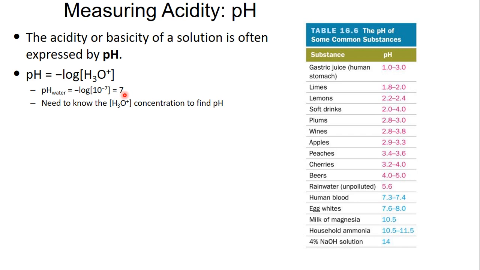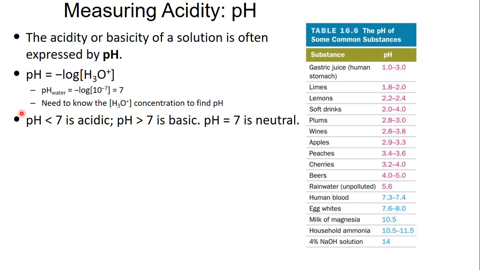This shouldn't be a surprise to people. Pure water has a pH of 7. Now we know the chemical reason why and the mathematical reason why. So as long as we know the H3O+ concentration, using this equation, we can calculate pHs of solutions. And we say anything below 7 is acidic, because it has more H3O+ than OH-. Anything greater than 7 is basic. It has more OH- than H3O+, and anything 7 is neutral. The amount of H3O+ and OH- is the same.